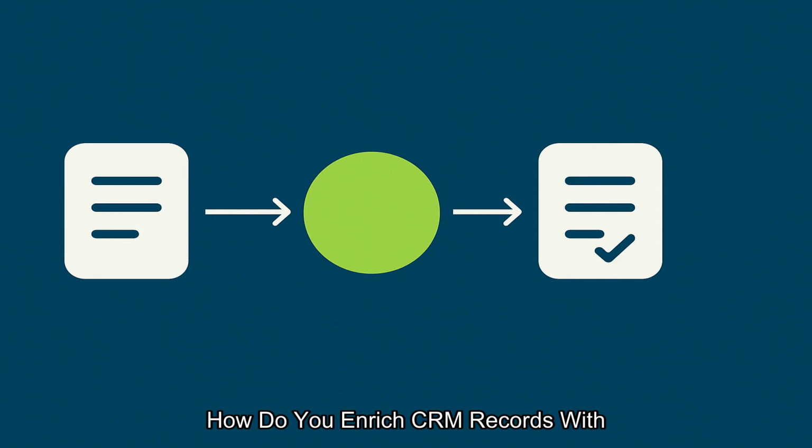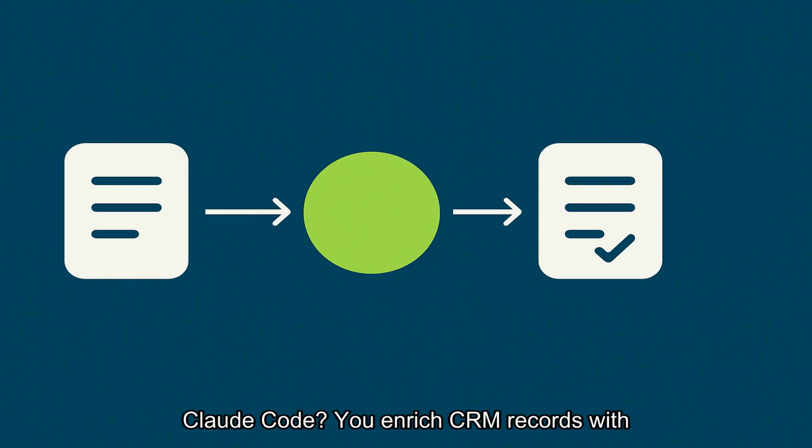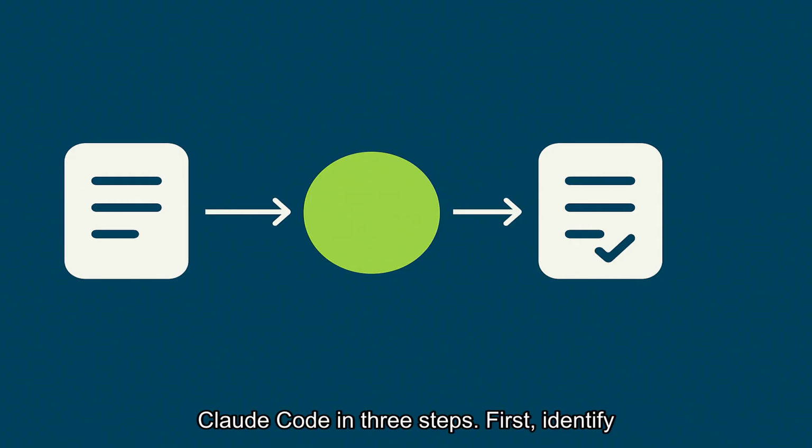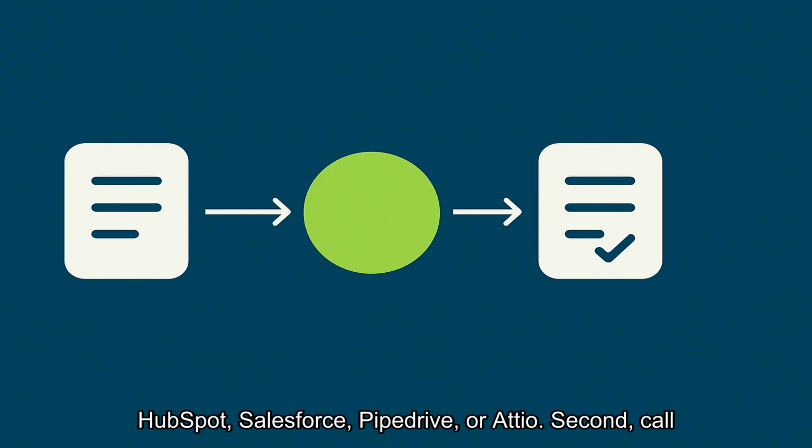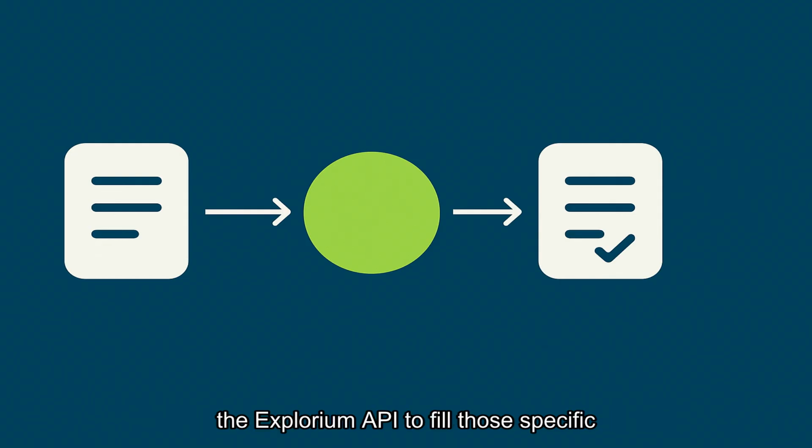How do you enrich CRM records with Claude Code? You enrich CRM records with Claude Code in 3 steps. First, identify which fields are missing or stale in HubSpot, Salesforce, Pipedrive, or Attio. Second, call the Explorium API to fill those specific gaps with verified company and contact data. Third, write the enriched values back to the same records and flag any low-confidence fields for human review before they overwrite existing data.